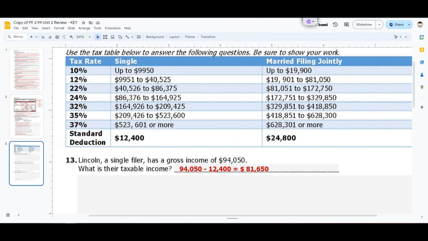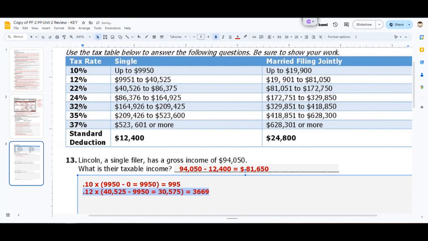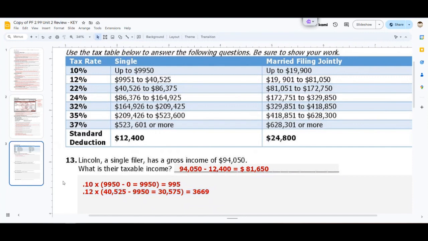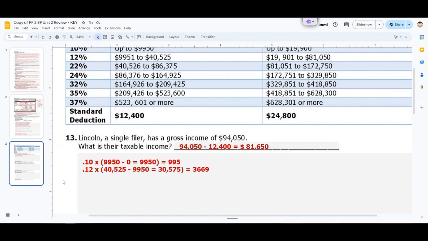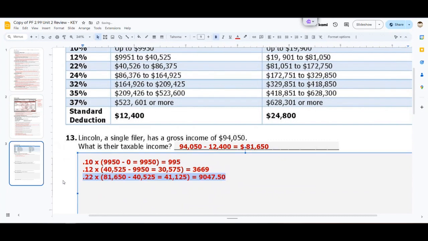Looking up at the brackets, 81,000 falls into the 22% range. All right, so 10% of that first range, $9,950, gets us $995. For the 12%, Lincoln is going to fill up that entire second bracket. So the upper limit is $40,525, but $9,950 were in the previous bracket, so we subtract that out, meaning this range has $30,575 in it. 12% of that is $3,669.